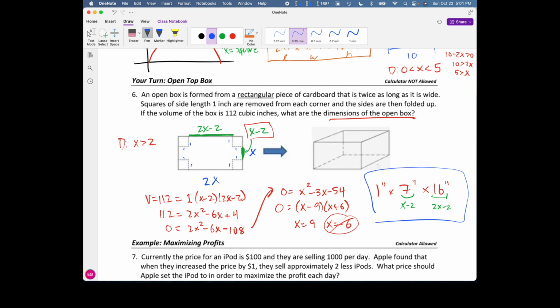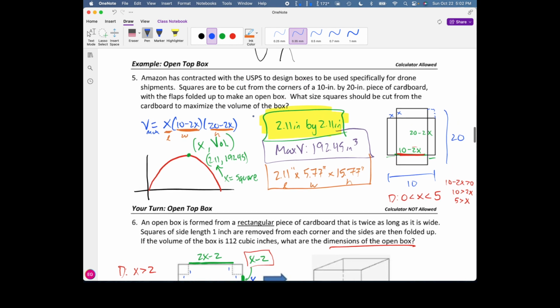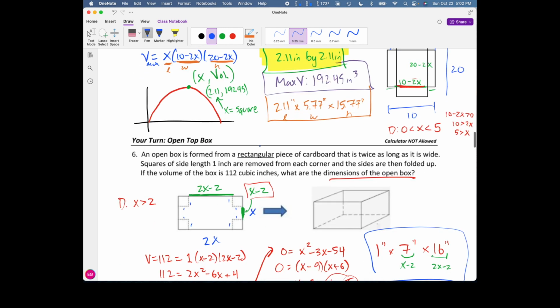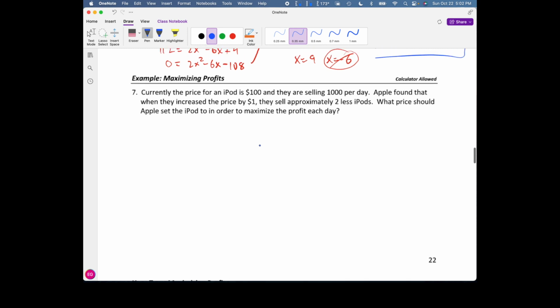All right, I hope you're able to follow along with these. They can be a little tricky, but they're very formulaic with the open top box. We're always kind of doing something similar in either variation. This is the easier one where they give you the volume. This example was a harder one because they ask you to maximize the volume and you have to use your calculator. All right, I think we have 2 more left.